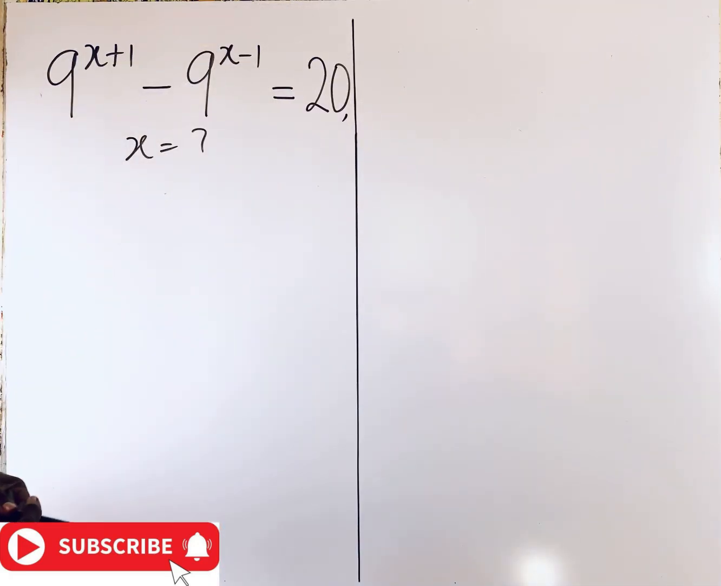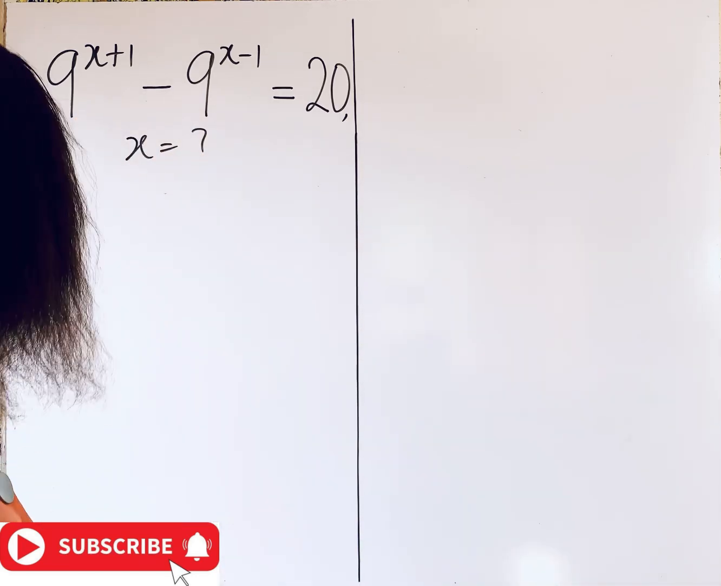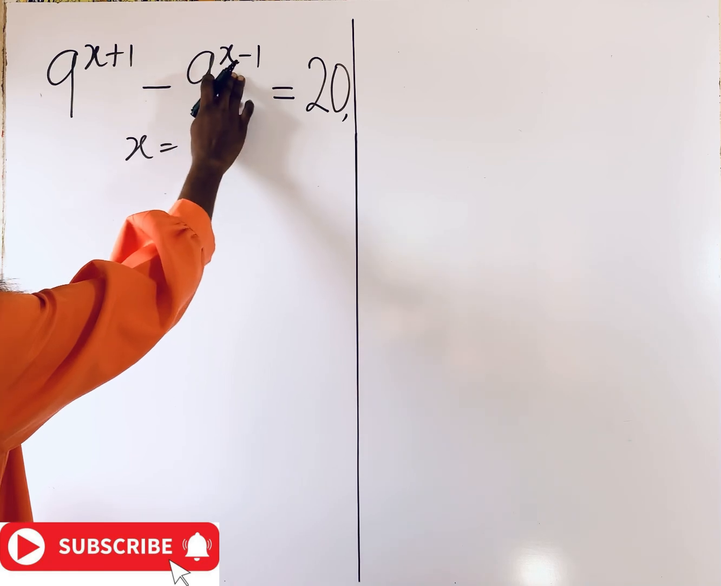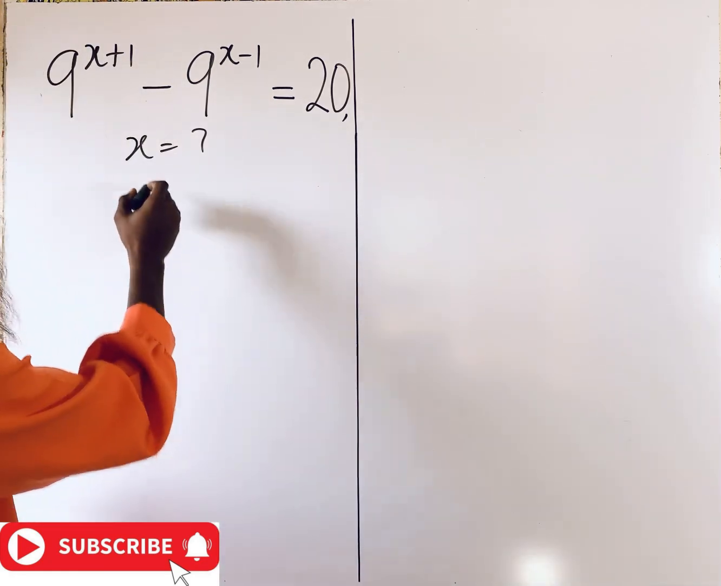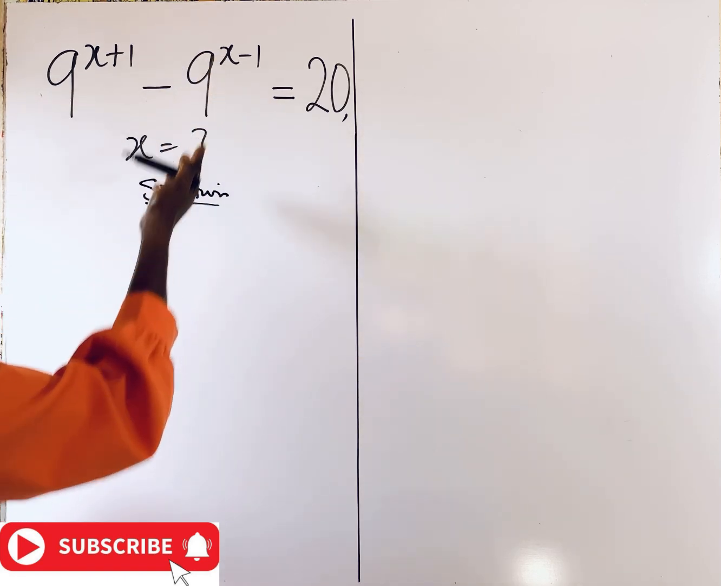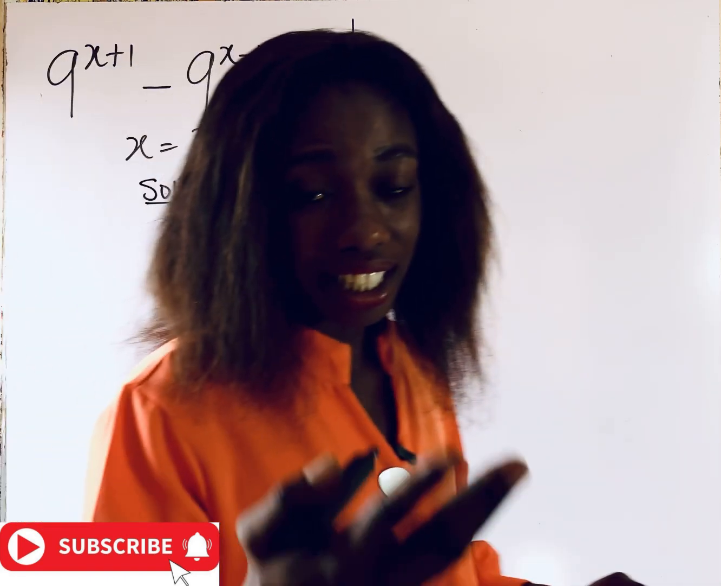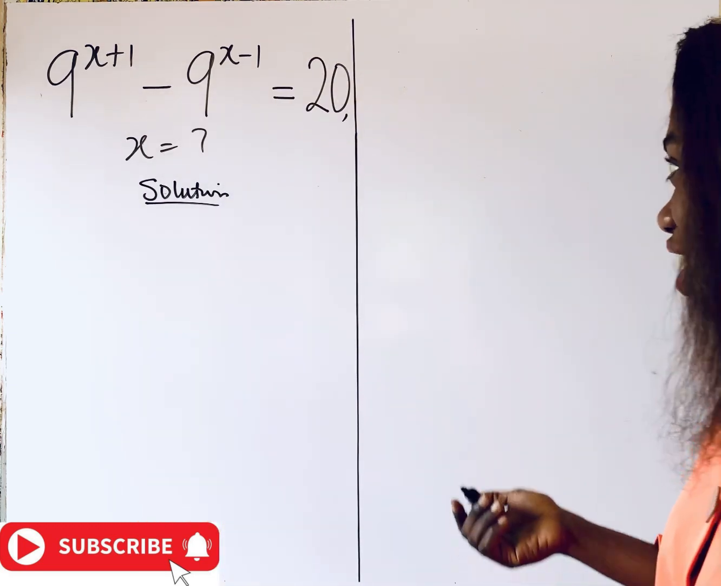So what we are going to do here is, now remember this is just an exponential equation because of these powers. So we say it's an exponential or indices equation. So what we are going to do is begin with the solution. Now, to answer this question comfortably, let's remind ourselves of some rules guiding indices or exponents.